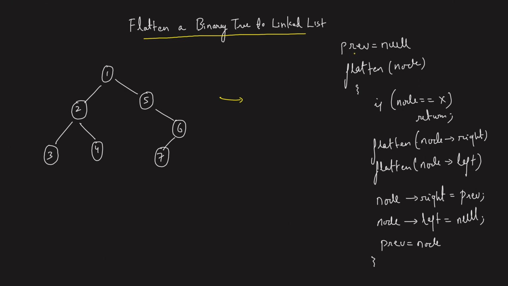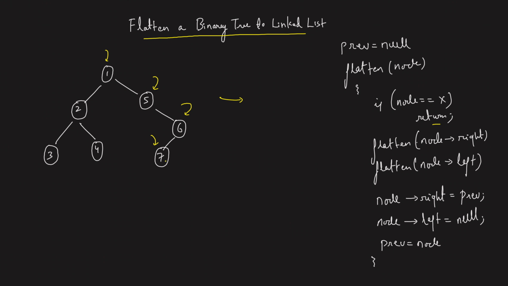Okay, so initially I'll have previous equal to null. I'll start with the root, and then I go to the right. Then I again come back and again go to the right. Perfect. Then I again come back, go to the right, and I find a null, so I'll return. When I return, the right is done, so I'll go to node dot left.